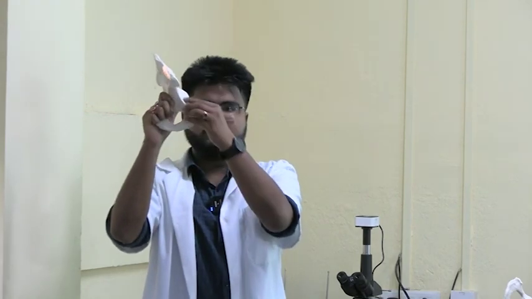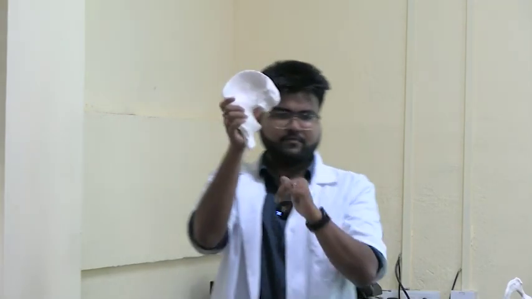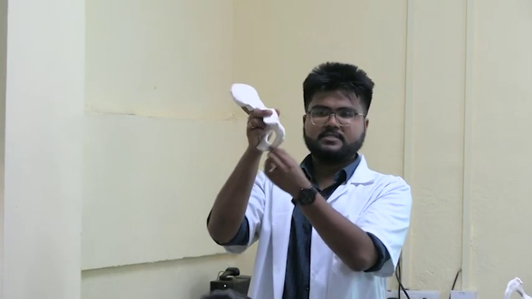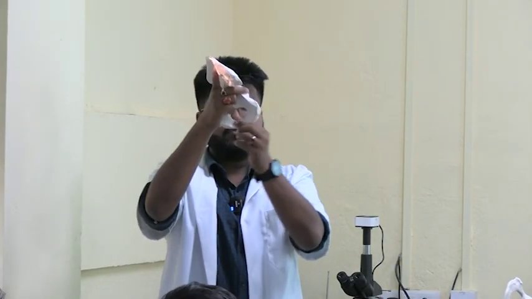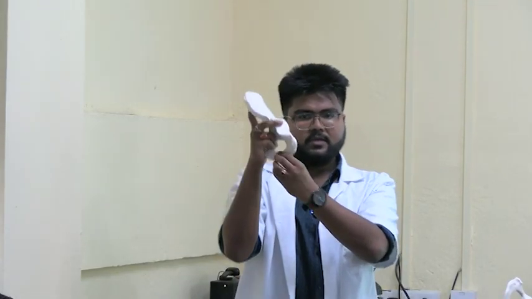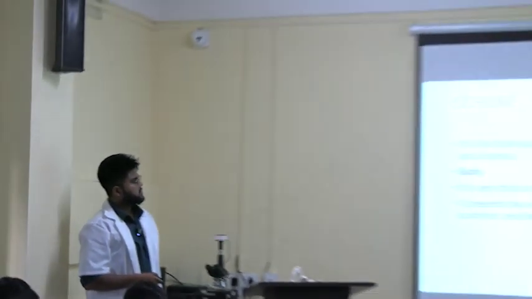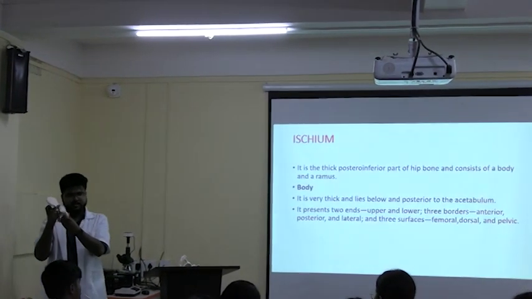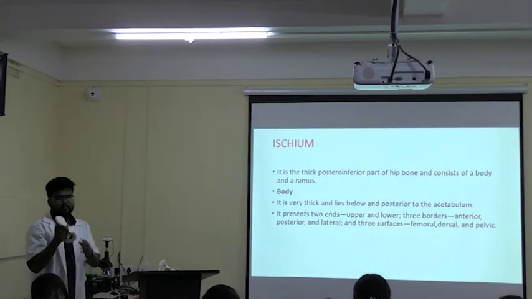This posterior inferior part is called the ischium part. It is present posteriorly and inferiorly. The ischium part has primarily two parts: one is the body, and another is the ramus, which is a branch of a bony structure, a bony prominence. It is the thickest posterior inferior part of the hip bone and consists of a body and one ramus. First we discuss the body.